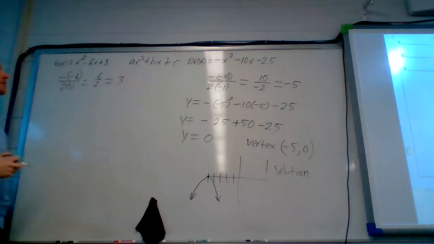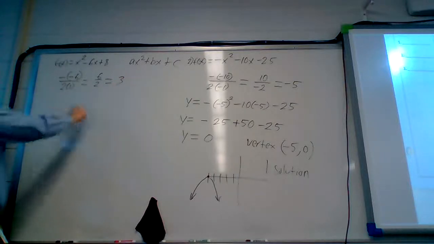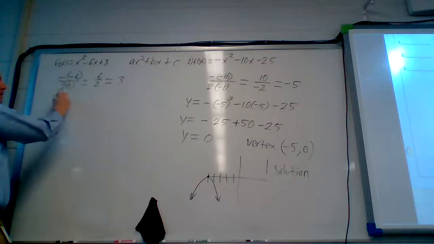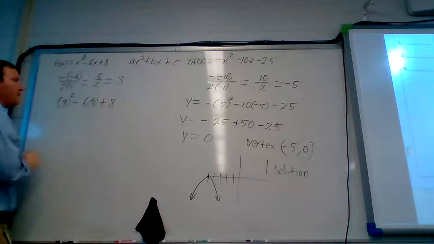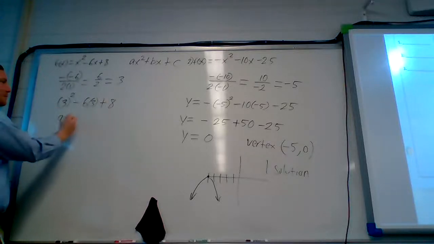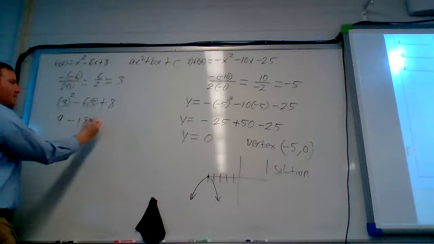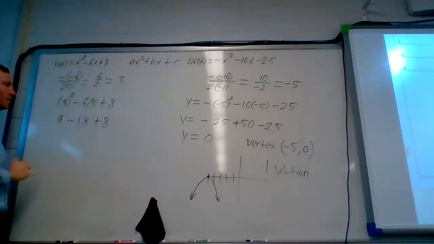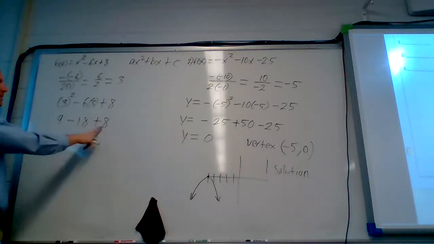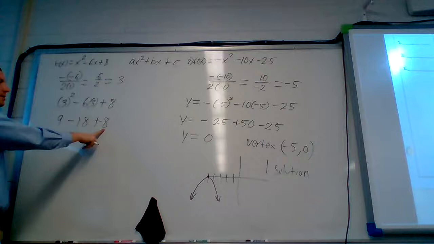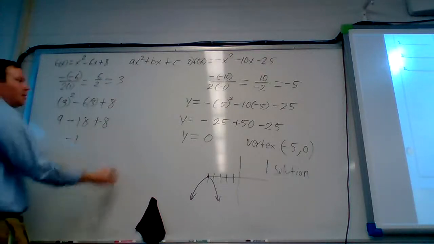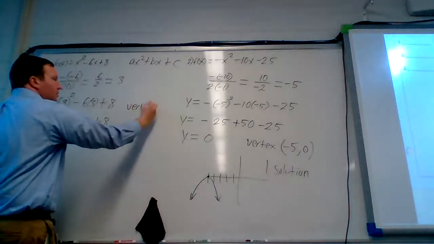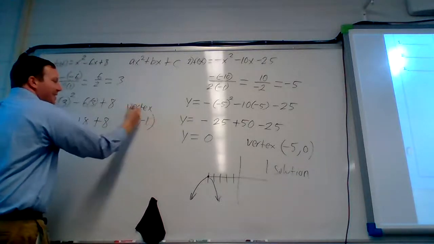Very good. And then you've got to plug it back into the problem, so it'll be 3 squared minus 6 times 3 plus 8. 3 squared is 9, and negative 6 times 3 is negative 18. Then you add the 8. 9 plus 8 is 17, minus 18 is negative 1. So our vertex is at 3, negative 1.